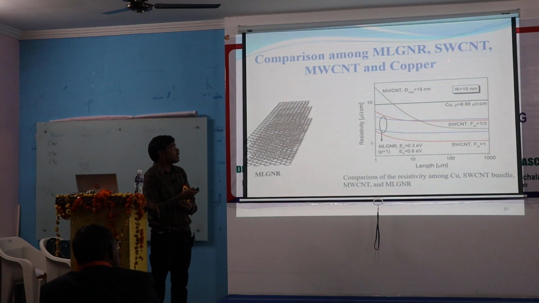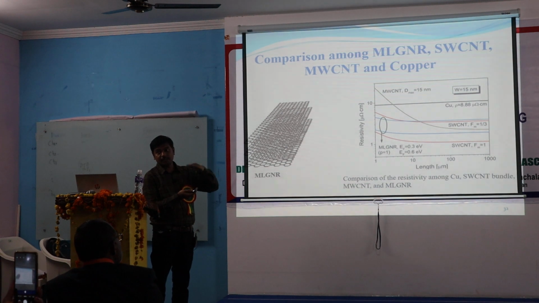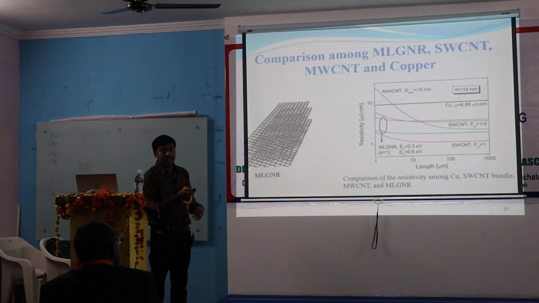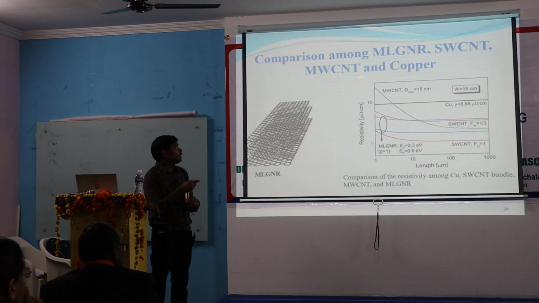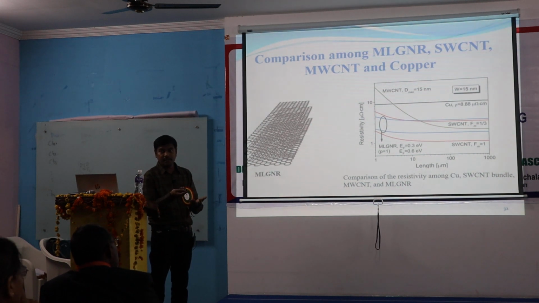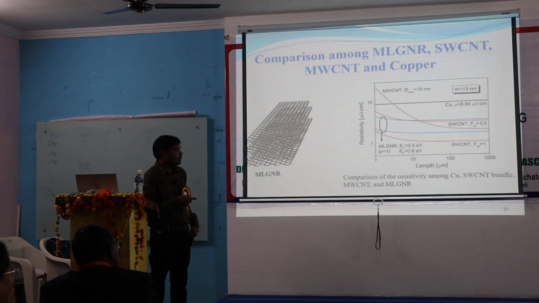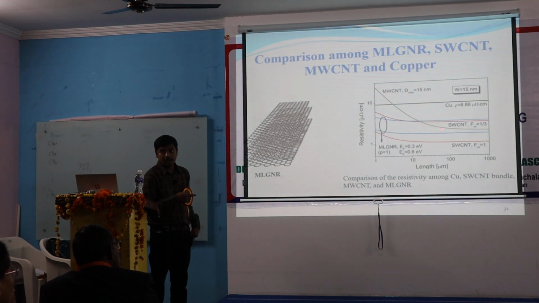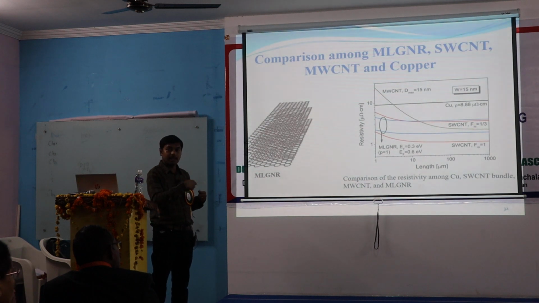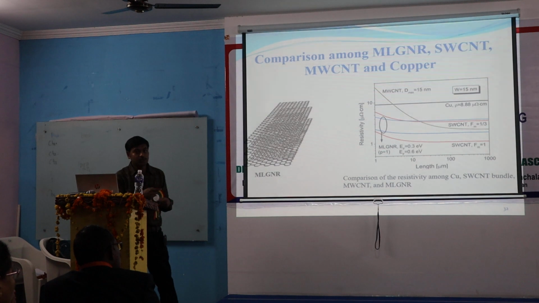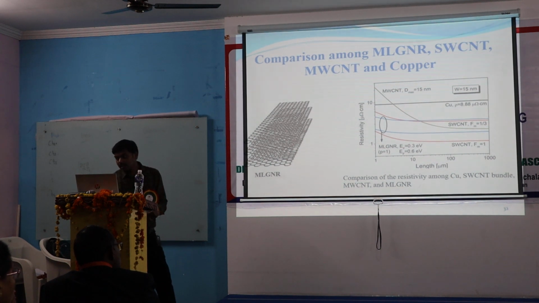So, comparison of MLGNR, SWCNT, MWCNT and copper. What is MLGNR? Multi-layer stacked GNRs. SWCNT, single wall CNTs, MWCNT, multi-wall CNTs, and copper is the conventional interconnect. So this is the resistivity plot. The resistivity is very low. You can clearly see that the resistivity of SWCNT, MWCNT and MLGNR is very low compared to copper. So they can be used for high-speed signal transmissions. Done.